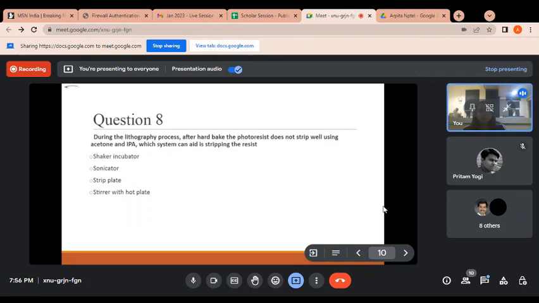So we are moving towards question number 8. During the lithography process after hard bake, the photoresist does not strip well using acid.